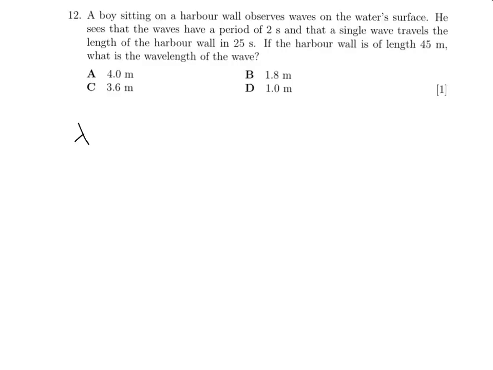In this question, we are being asked to find the wavelength of a wave, and we're going to use the wave equation. So we're going to use the wave speed divided by the frequency gives us the wavelength. At present, we've got neither the wave speed nor the frequency, so we have to derive those from the information that we have got. So we're going to find the wave speed by doing the distance that the wave travels divided by the time taken for it to travel that distance.